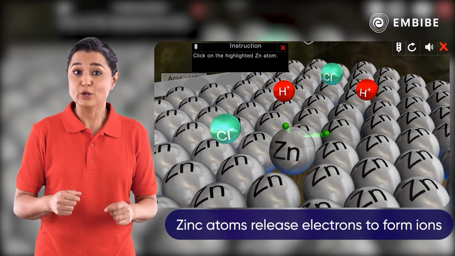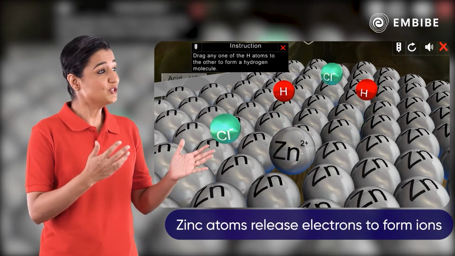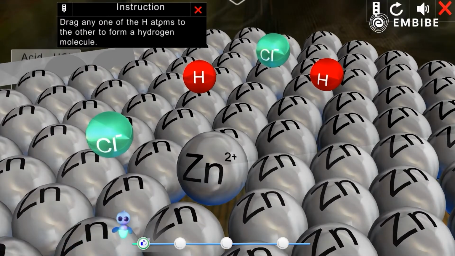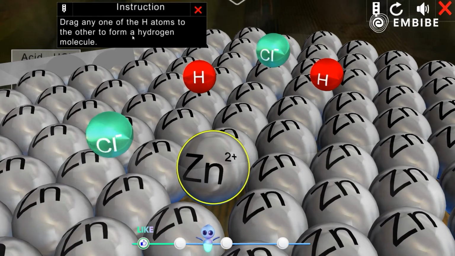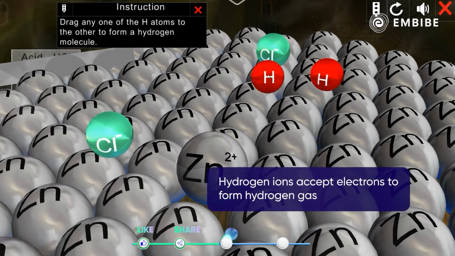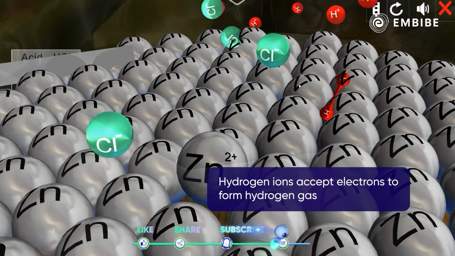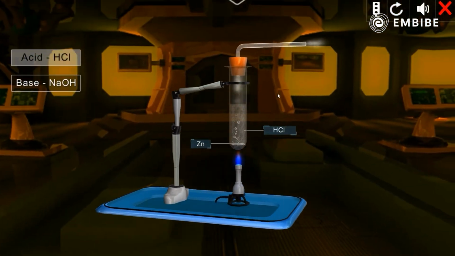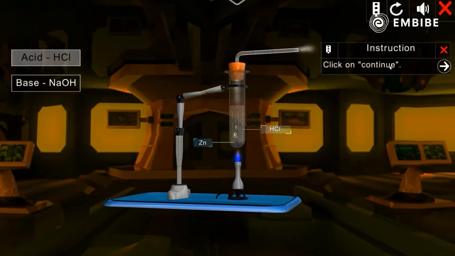Zinc atoms lose 2 electrons, each of which is accepted by a hydrogen ion. This results in the formation of zinc ions in the solution. The 2 hydrogen atoms combine to give a hydrogen molecule which escapes as a gas.